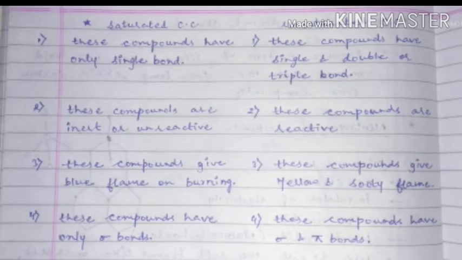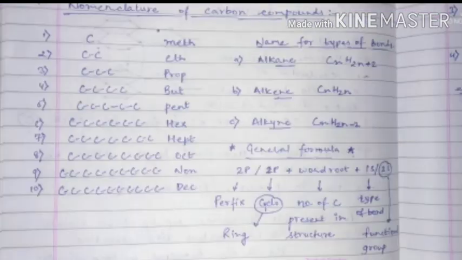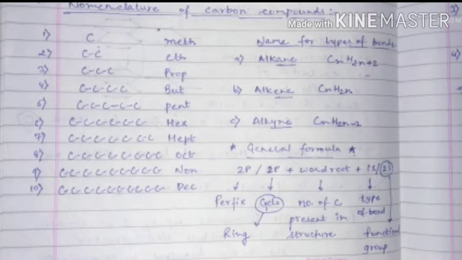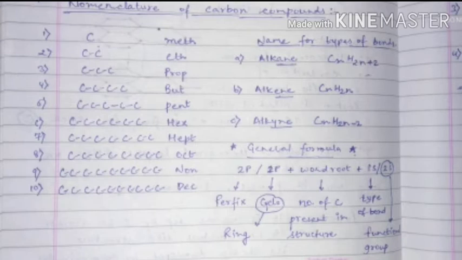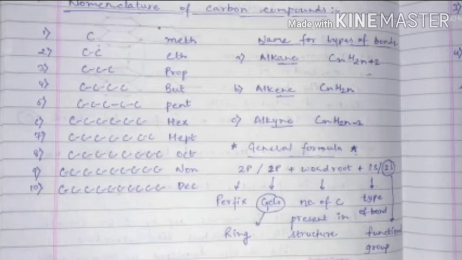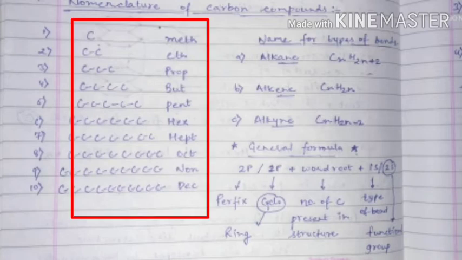Then students, we will discuss the nomenclature of carbon compounds. It's very important to give the name of any carbon compound. IUPAC has decided some rules and regulations, so to give any name to any carbon compound, we have to follow them. First, as you can see on the screen, you have to learn all the names given in this table.